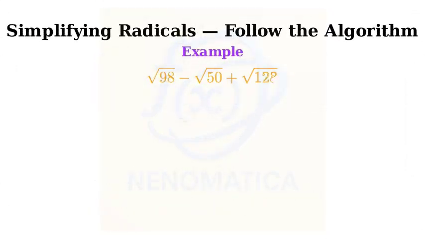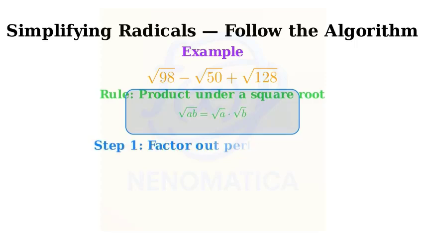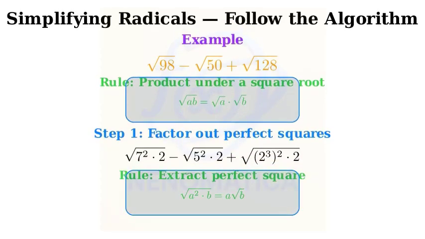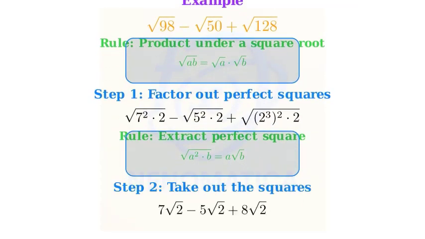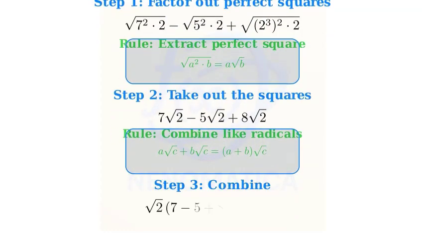Example. We start with the expression square root of 98 minus square root of 50 plus square root of 128. Step 1. Break each radicand into a perfect square times a leftover factor. We use the rule, the square root of a times b equals the square root of a times the square root of b. Step 2. Extract each perfect square. The square root of a squared times b equals a times the square root of b. Step 3. Combine like radicals. All terms are multiples of square root of 2.